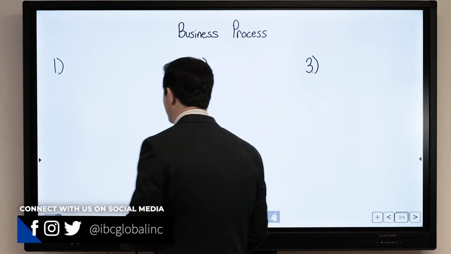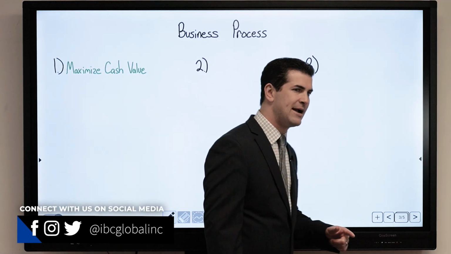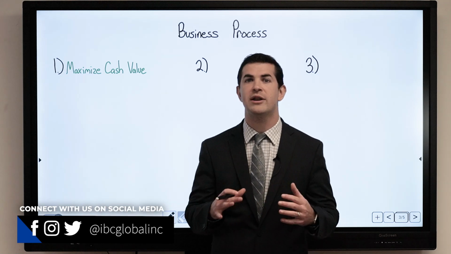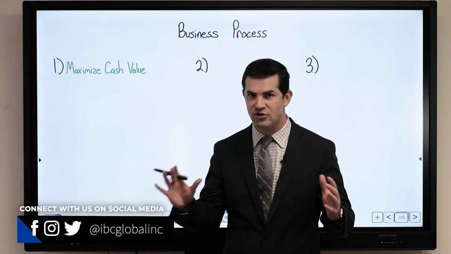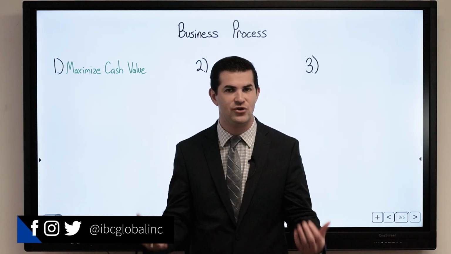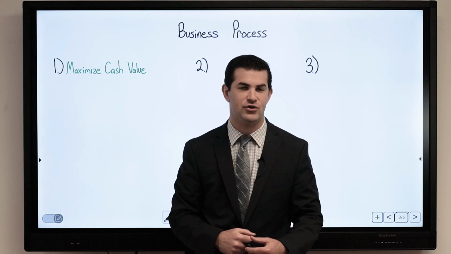So let's begin. We've got three primary steps. The first one, step one, maximize cash value. Now I could put education here as well, but really what our company focuses on, our mission statement, is to provide transparency and convenience in the life insurance industry, specifically around this topic, cash value life insurance.